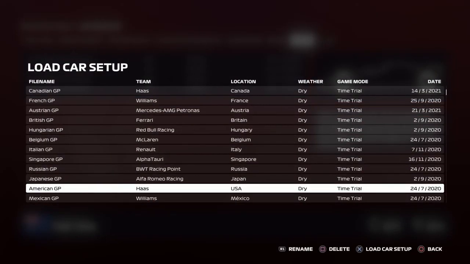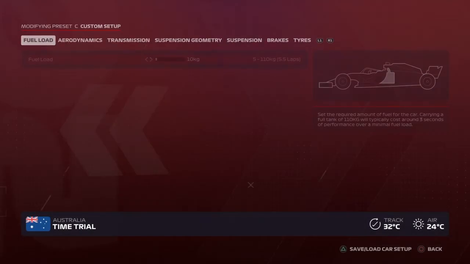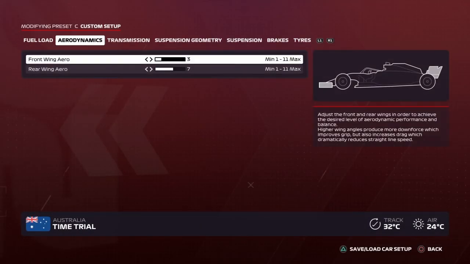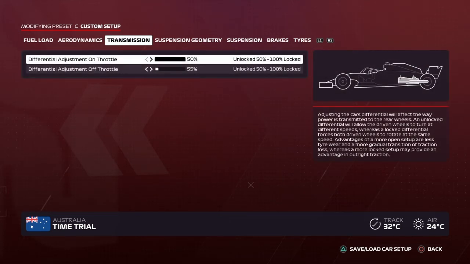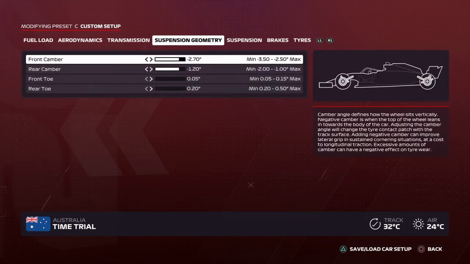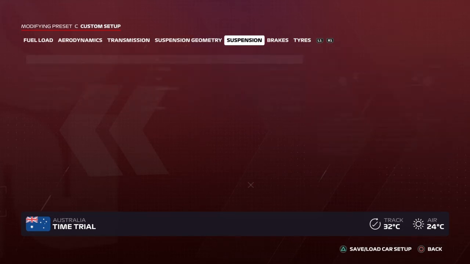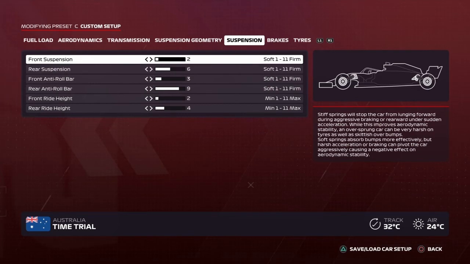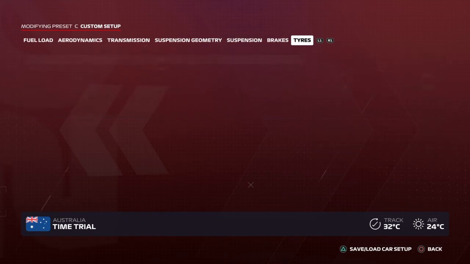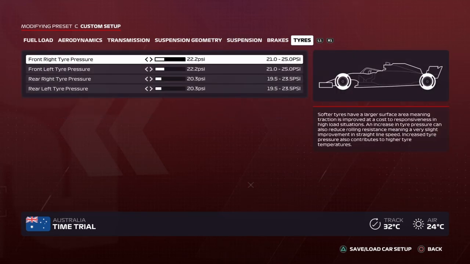Moving on to the American GP in the USA, we've got 3-7 on the wing, 50-55 on the transmission, 2.7, 1.2 and then all the way to the left on the suspension geometry, 2.6, 3.9, 2.4 for suspension. Tyres are at 22.2 and 20.3.